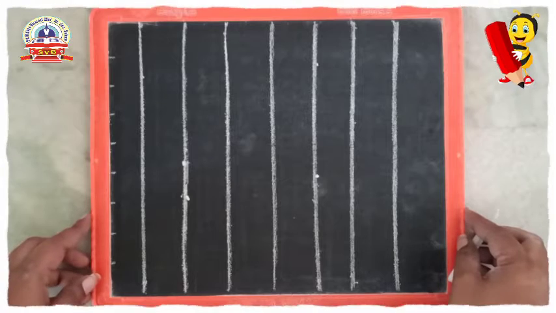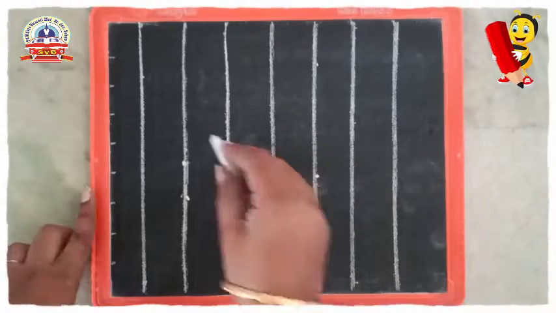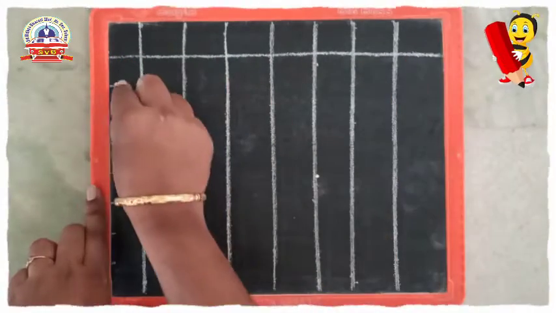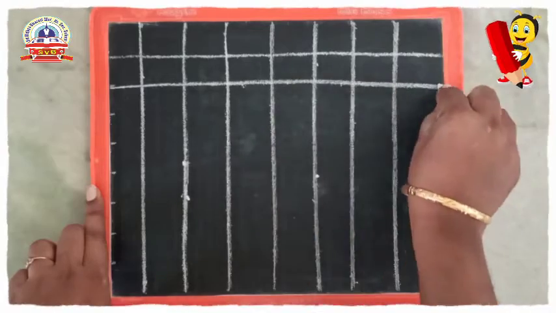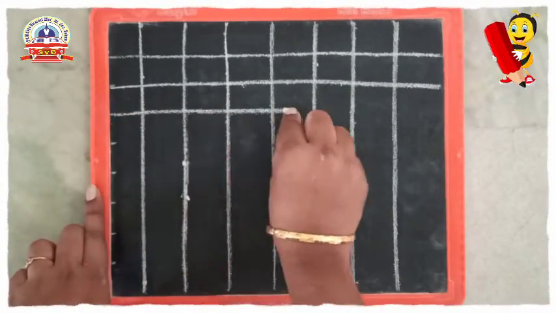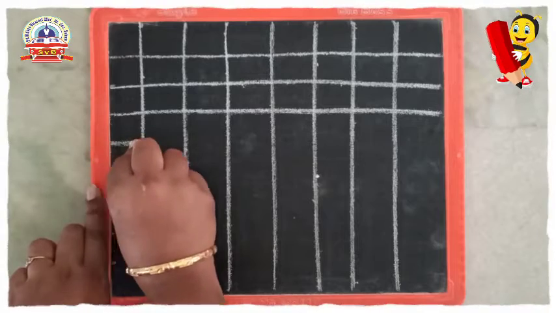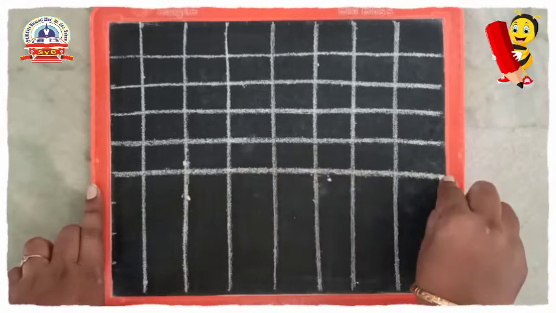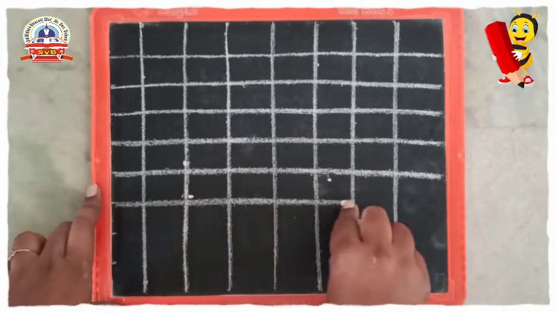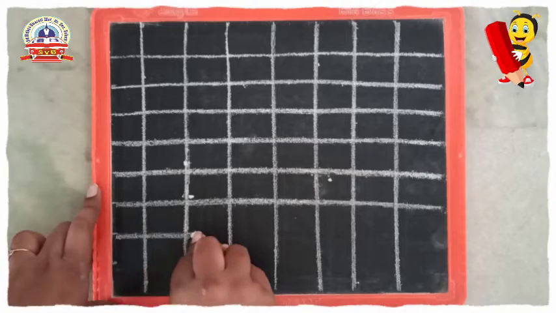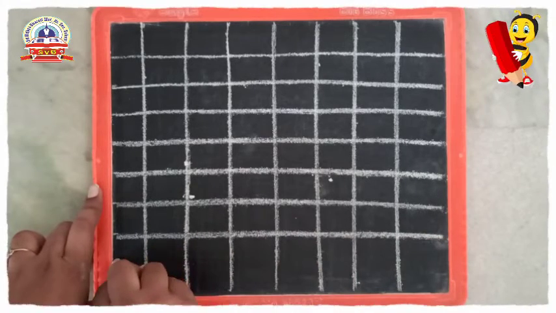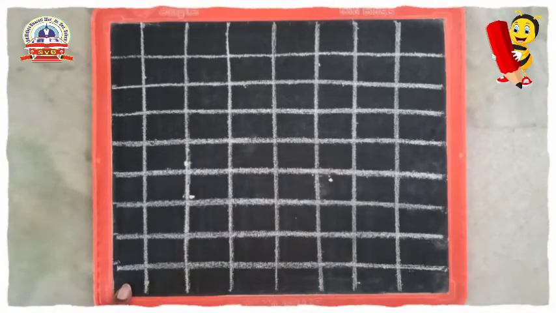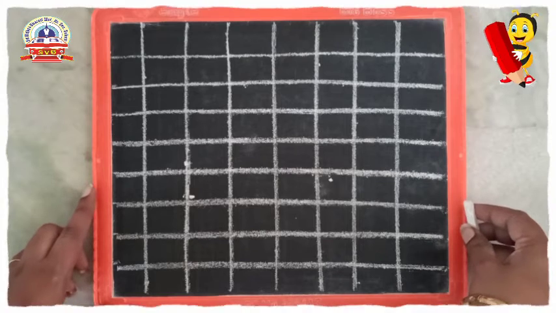Okay children, now I am drawing the rows. First row, second row, third row, this is fourth one, fifth row, sixth row, 7, 8 and this is 9th row. Okay children, let us start right.